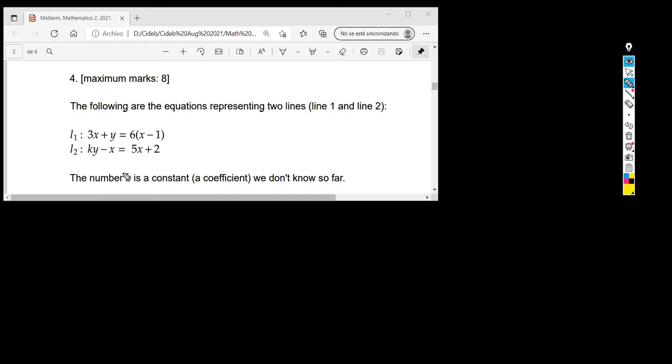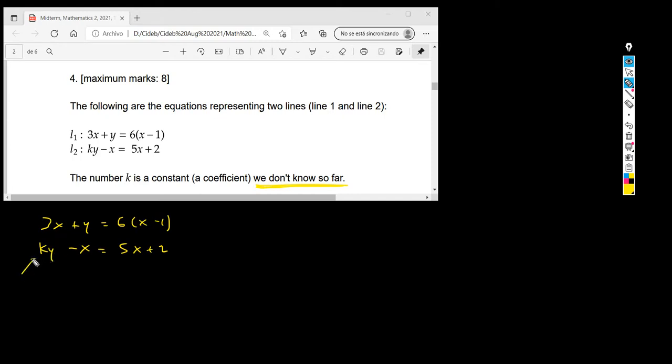Okay, so I have two lines. Let me copy them. 3x plus y equals 6 times x minus 1. And we have another line, ky minus x equals 5x plus 2. And they're telling me that the number k is a constant or a coefficient. It's just a number that you know. Well, in this case, that's kind of a contradiction, right? I'm telling you, we don't know this number so far. Okay, let me explain what I mean by this.